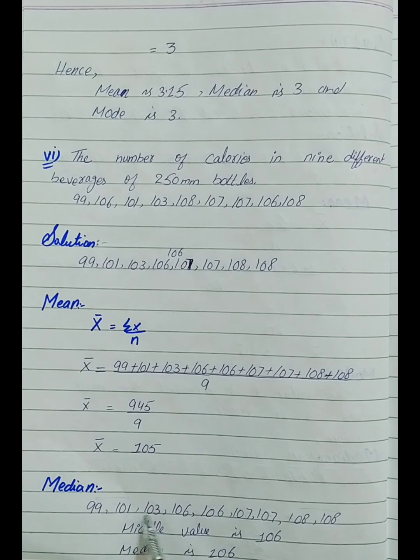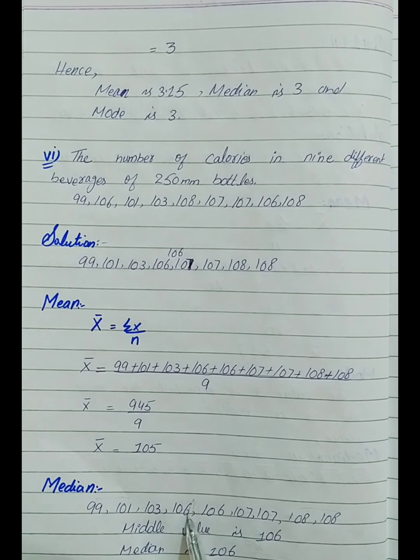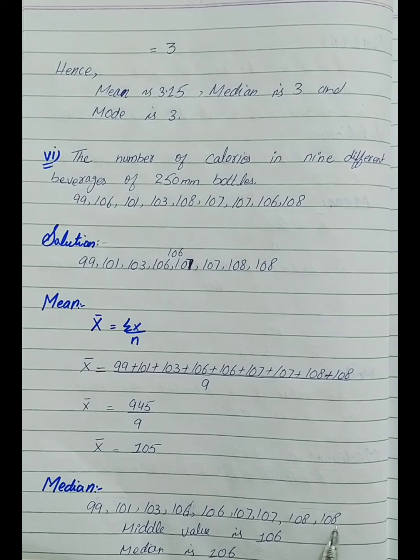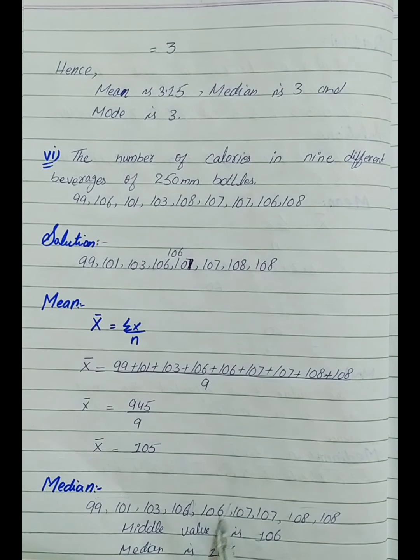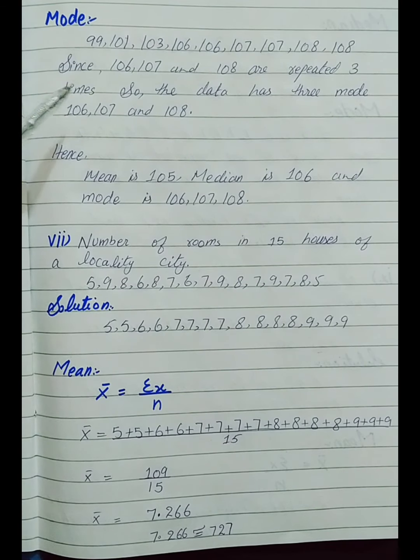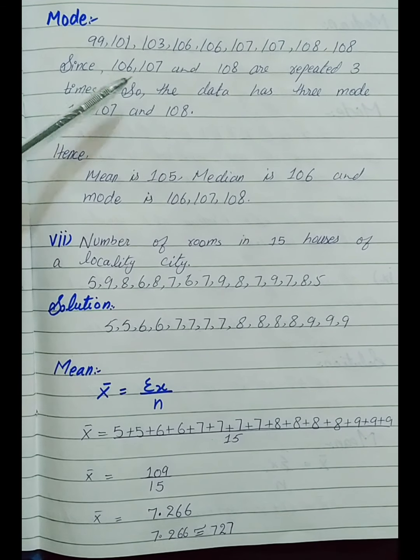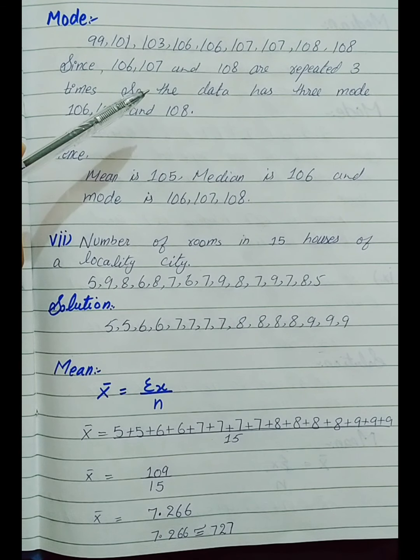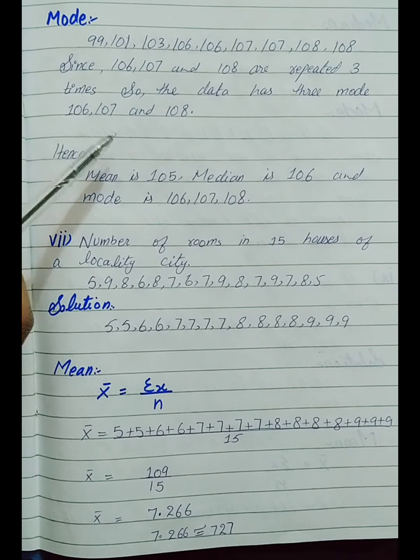Suppose 1 2 3 4, we skip the start values, and then from the last 1 2 3 4, we get 106, and 106 is the median. So mode is 106, 107 and 108 because these 3 values are repeated 3 times.